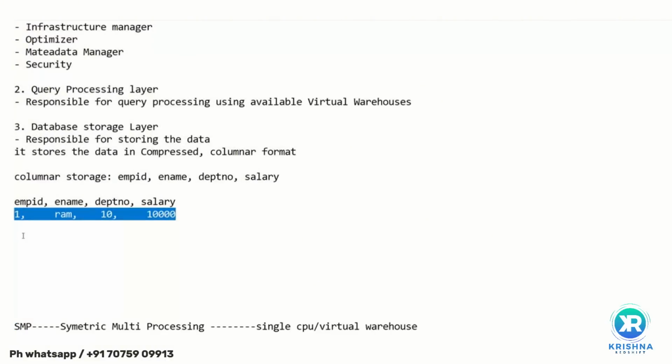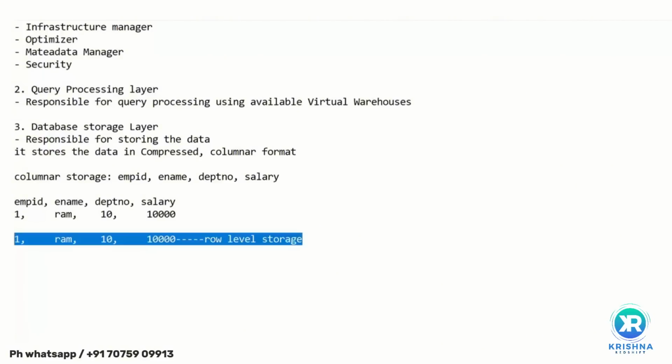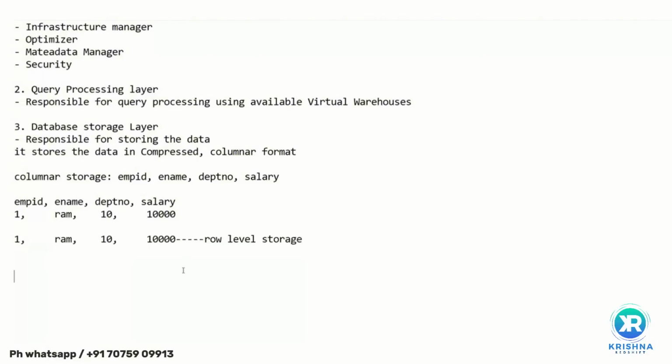That is row level storage. The entire record will be stored in the row. In fact, all traditional databases use row level storage. Let's say you write select star from table where employee ID equals 1, then this record will come, right?